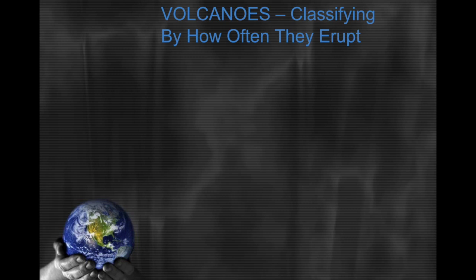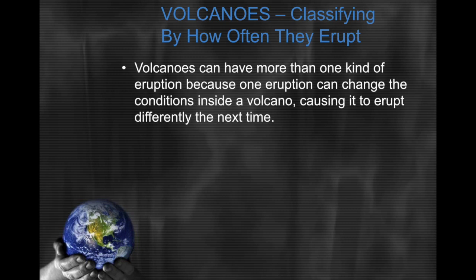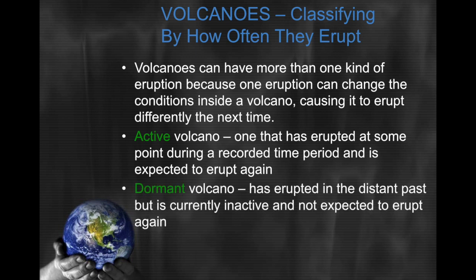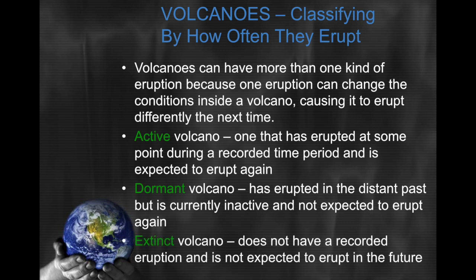Well, how often do they erupt? Well, volcanoes can have more than one kind of eruption because one eruption can change the conditions inside a volcano, causing it to erupt differently the next time. So an active volcano is one that has erupted at some point during a recorded time period and is expected to erupt again. A dormant volcano has erupted in the past, but is currently inactive and it's not really expected to erupt again. And then we have an extinct volcano.